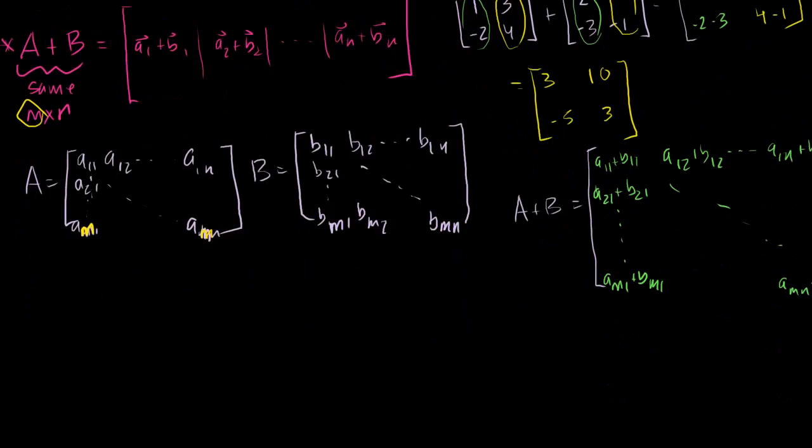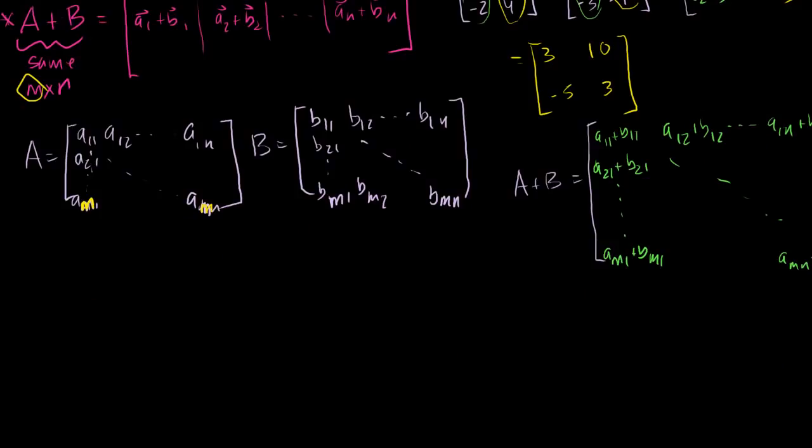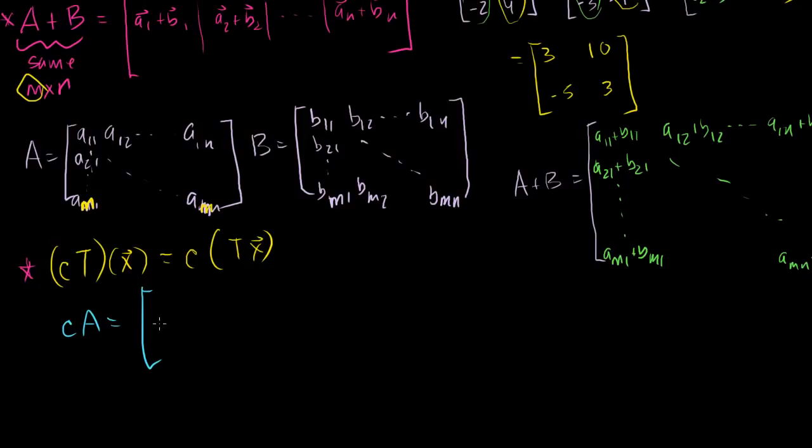Now, matrix scalar multiplication, very similar idea. We defined scalar multiplication times the transformation of x to be equal to a scalar times the transformation of x. This was a definition. And we also defined scalar times some matrix A to be equal to a new matrix where each of its columns are the scalar times the column vectors of A. So A1, and then the next column is CA2, and then you go all the way to CAN.